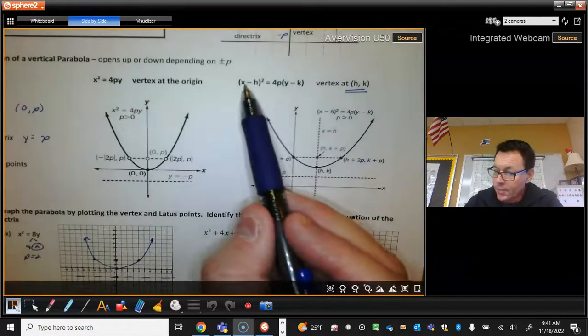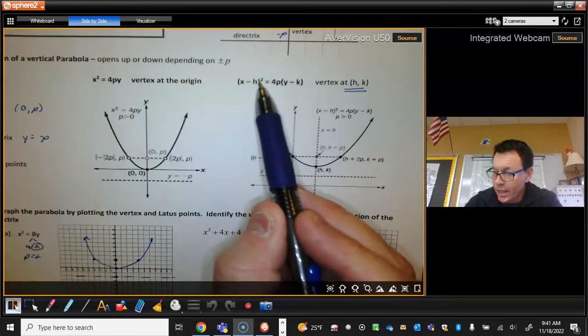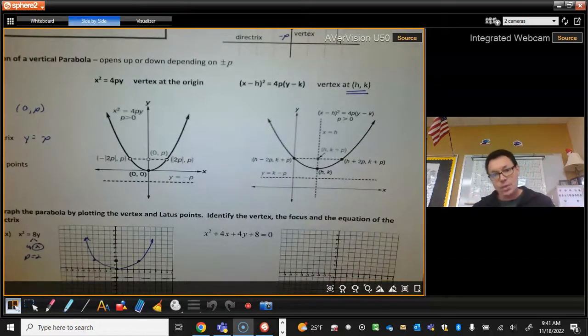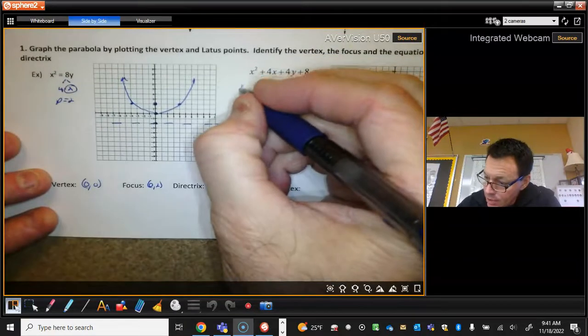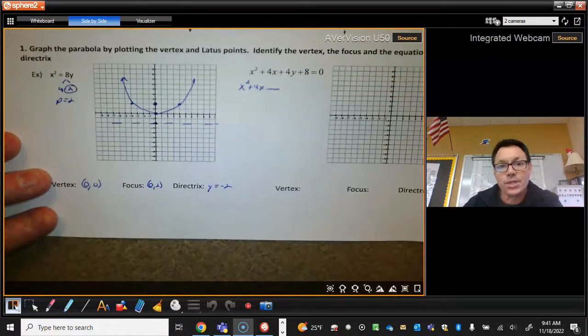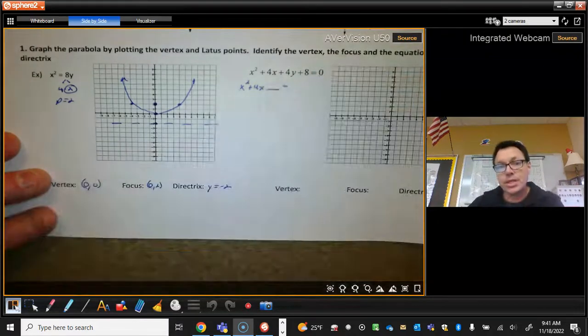Okay? So, x minus h squared. We need this to be a perfect square, and then anything that doesn't involve an x needs to get pushed to the other side. Okay? So, x squared plus 4x, and then I'm going to leave a blank. That's where we're going to complete the square. Everything else needs to get moved to the other side.